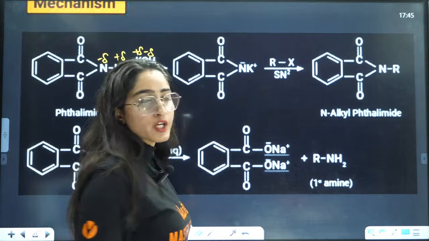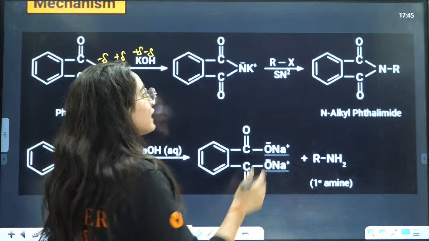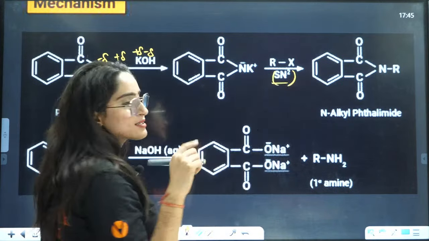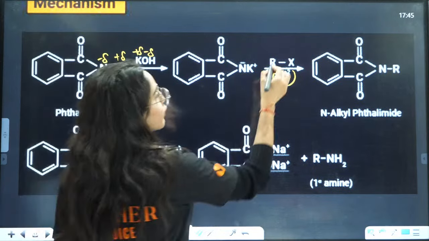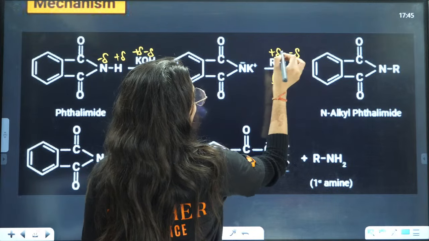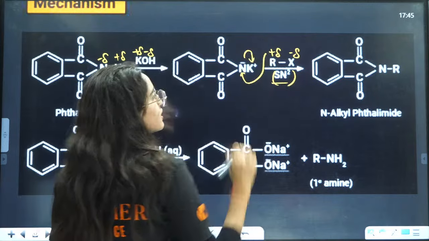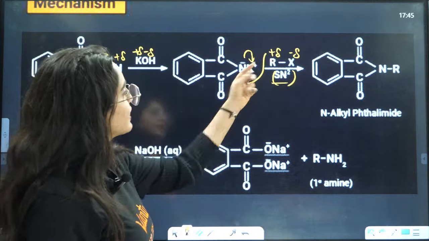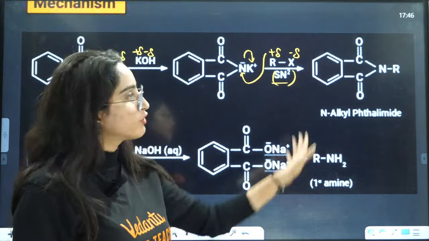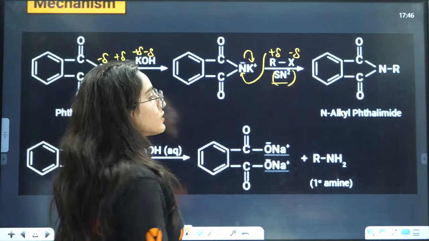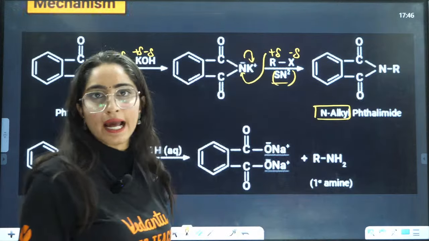Once you have K positive, then you are going to react this with alkyl halide, right? And with the SN2 mechanism, what is SN2? That means transition state, no carbocation will be formed here. Simply what will happen, this is partially positive, this is partially negative. It is going to attack on this one and this K positive is going to leave, right? And hence you will have the formation of N-R here. Now, this is called N-alkyl because on this nitrogen, you have the alkyl group, right?